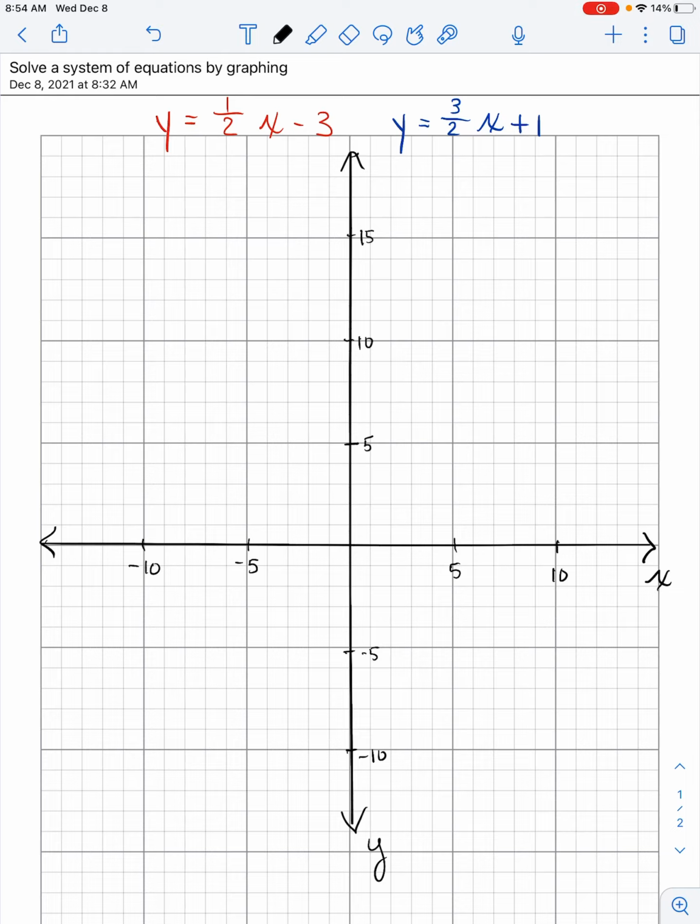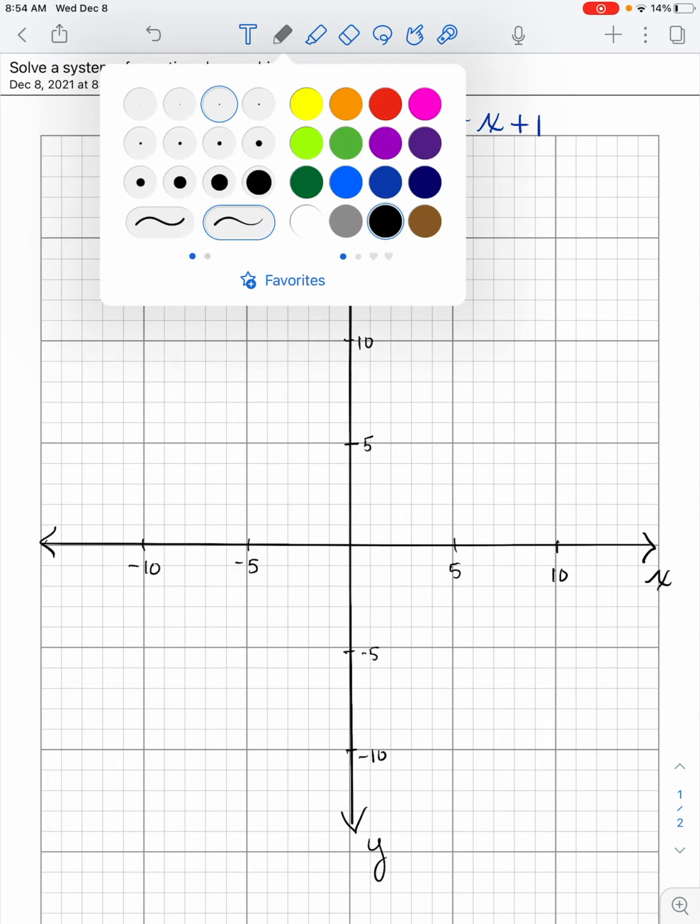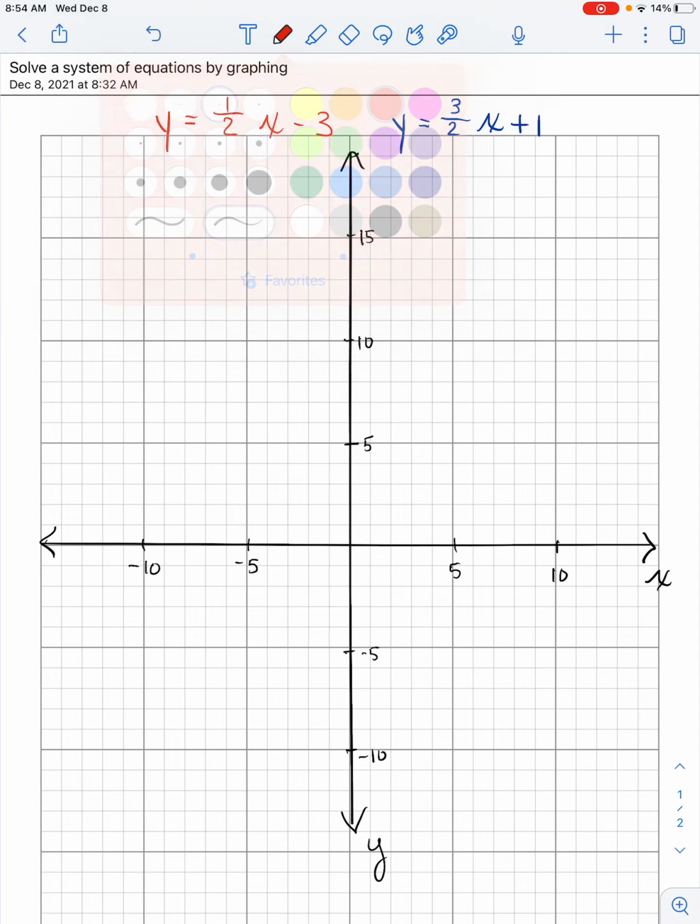And I've set up my x and y axes, and now we are going to use our knowledge of slope-intercept form to graph both of these lines. And let's see what happens. Let's take the red equation first, y equals 1/2 x minus 3. From my knowledge of slope-intercept, I know that the intercept is -3.